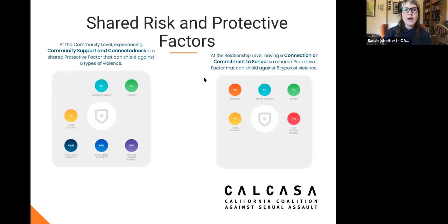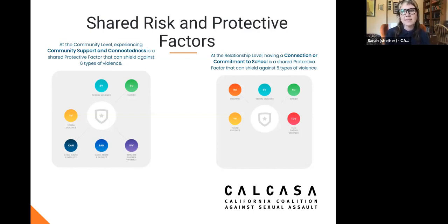I won't go into this too much. We'll also send this out as a resource, but this is a resource from Veto Violence, where you can get online and play around with it. It's called Connecting the Dots. It shows us how multiple forms of violence share risk and protective factors. So you can focus on one set of protective factors and not only be creating environments that protect against sexual violence, but also a lot of other forms of violence, like domestic violence and even things like suicide and bullying and elder abuse and neglect.